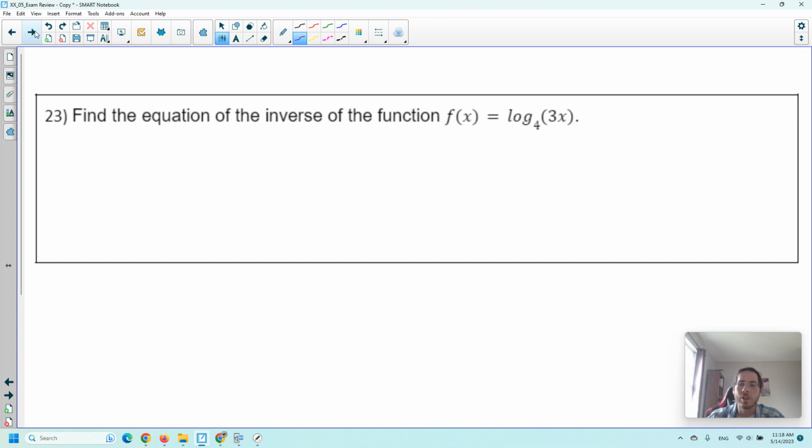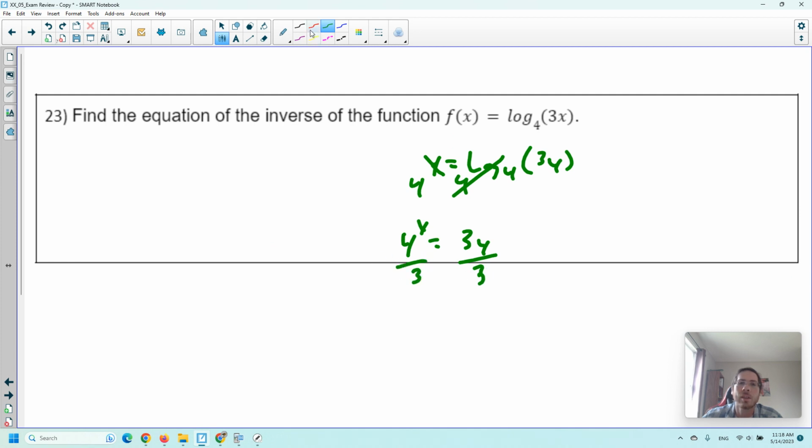For 23, find the equation of the inverse. So we're basically doing what we just did by hand, except not as many steps. We got x equals log base 4 of 3y. We're going to do 4 to the power of each side. So our exponentiation is going to cancel out our logarithm because they're inverses. 3 to the y, divide both sides by 3. And then we're done because y is now by itself. So 4 to the x over 3 is equal to f inverse of x.